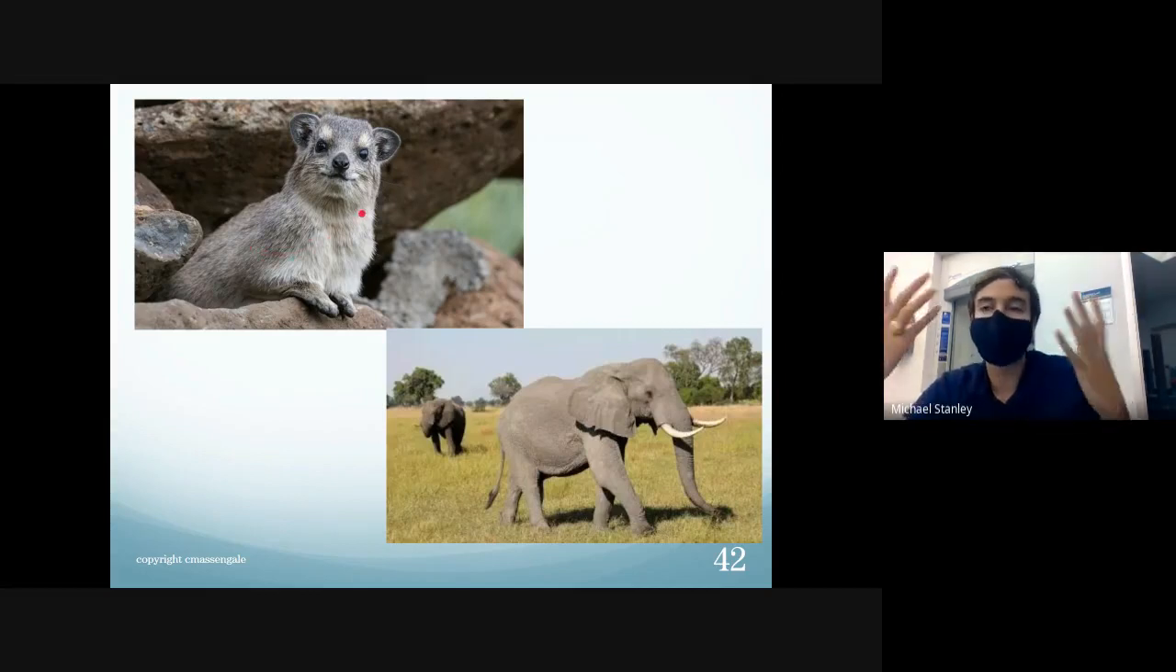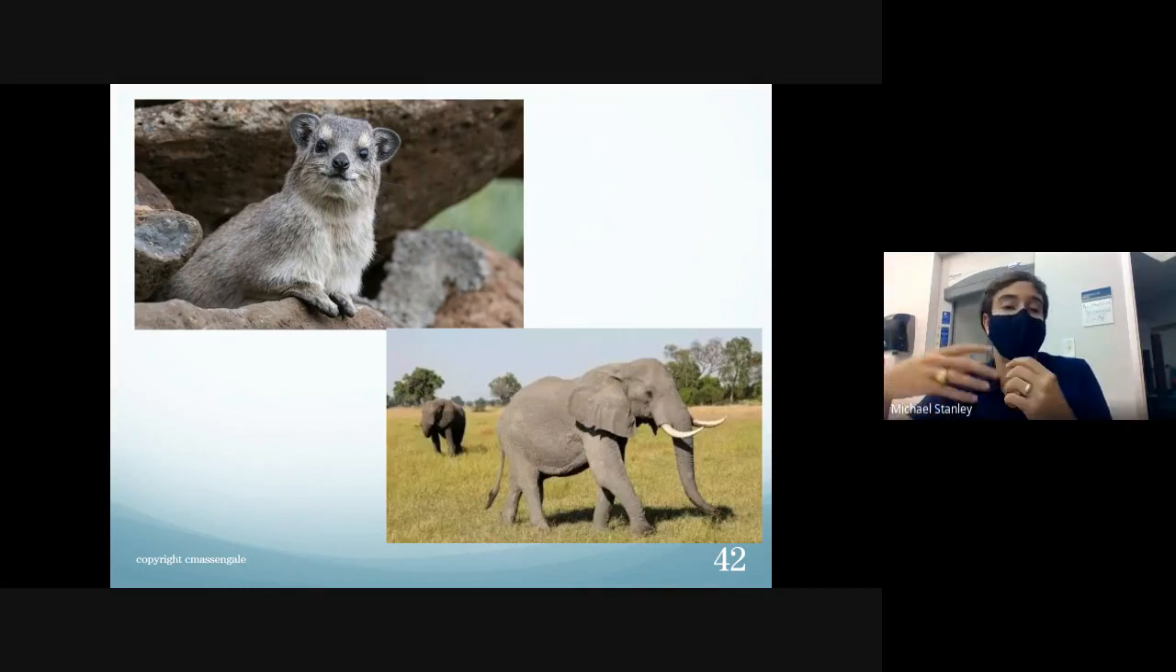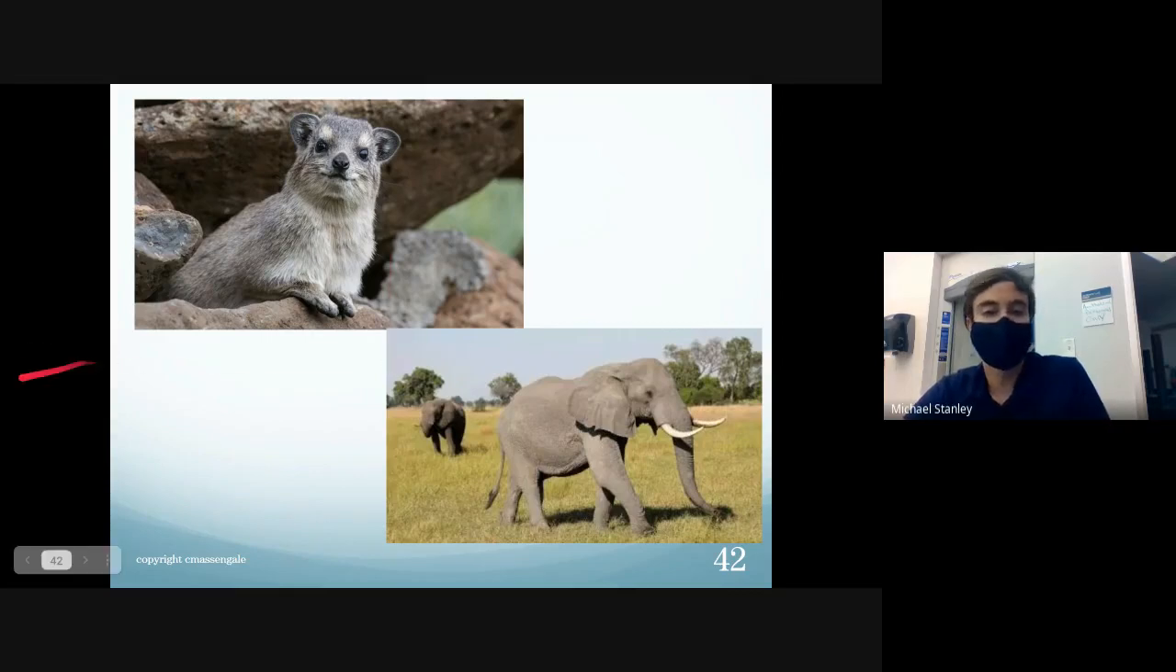So again, while comparing based on similar features is usually a pretty good way of figuring out who is related to who, sometimes you have to go to the DNA in order to determine exactly what are the cousins, what are the relatives of our different species. So that's just a little biology fun fact for you guys there.